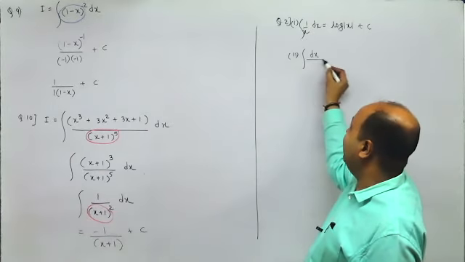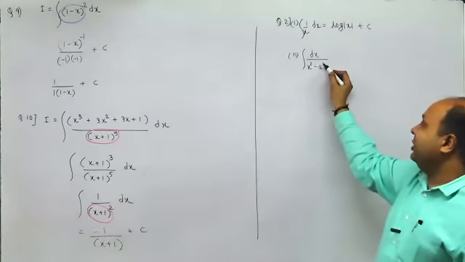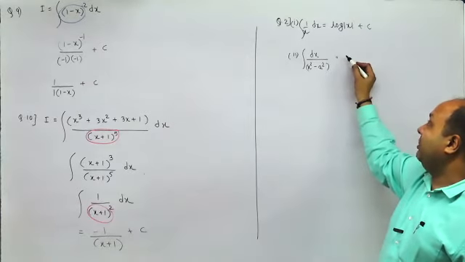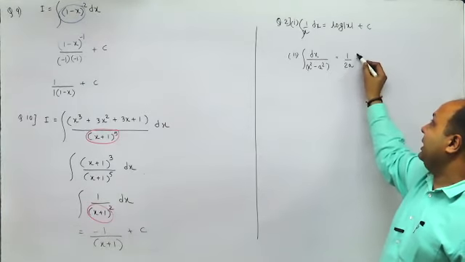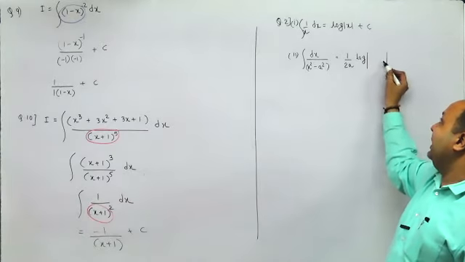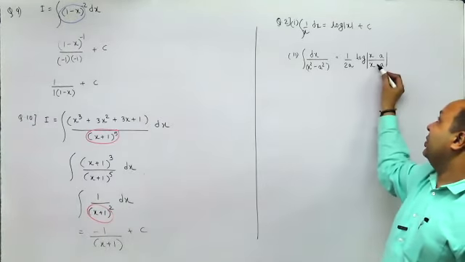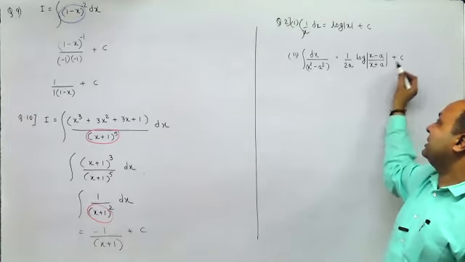Dx upon x square minus a square. I told you when you have multiple terms, except for the first two formulae, all are based on log. So this is 1 upon 2a log. Now you write here x minus a, and then x plus a. So you write here plus, this is minus, plus c.